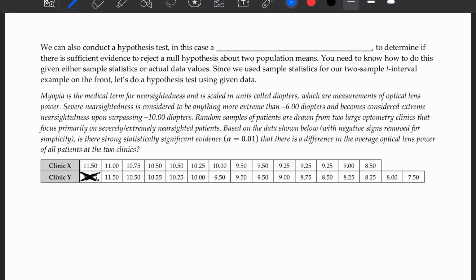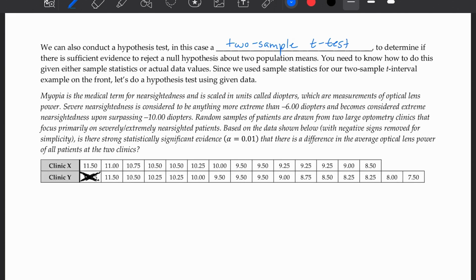All right, so that finishes up the front side. Let's talk about the back side now, where we're going to talk about hypothesis tests, just like we did last time. So in this case, we're going to be talking about a two-sample t-test. We want to use this to figure out, is there sufficient evidence to see if there is a difference between two groups? So in this particular case, we're going to look at some stuff about eyes.